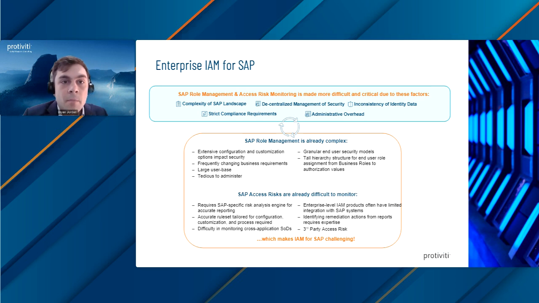So two other components are SAP role management and access risk monitoring. I think that these go hand in hand with the previous five factors that I mentioned. But I think there's a vicious cycle here where these two topics influence each other and make it more difficult and more critical because you're trying to split your attention between these two things. So I think acknowledging that role management and access risk in SAP is very difficult is an important thing to think about.